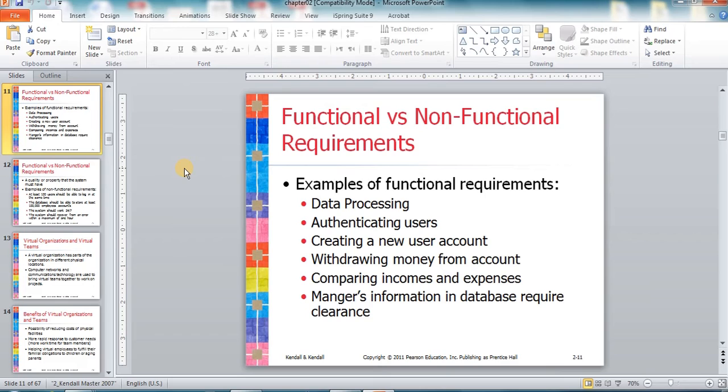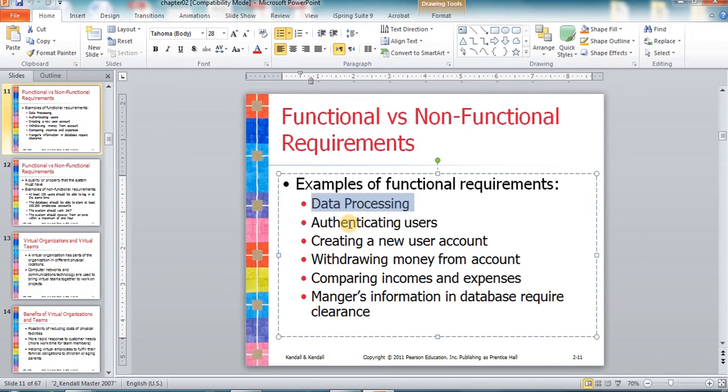First, with respect to functional requirements, let's look at these examples. For example, the system should be able to process certain data. This is a functional requirement. The system should be able to authenticate users. Each user that wants to access the system should be authenticated by the system, which means that the user should enter authentication data such as username and password, and the system should check that this data is correct. So this is a service or function that exists in the system. This is a functional requirement.